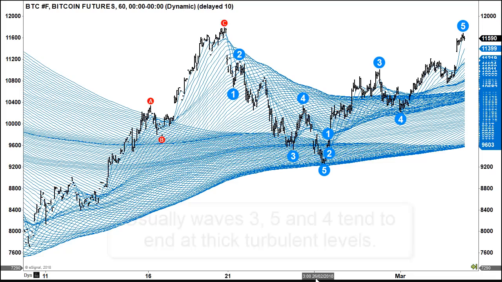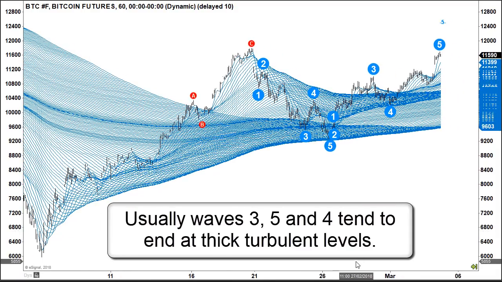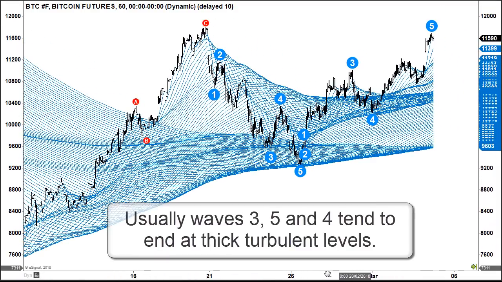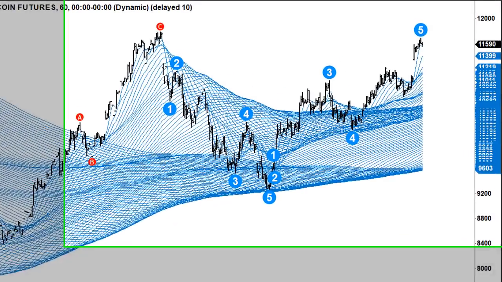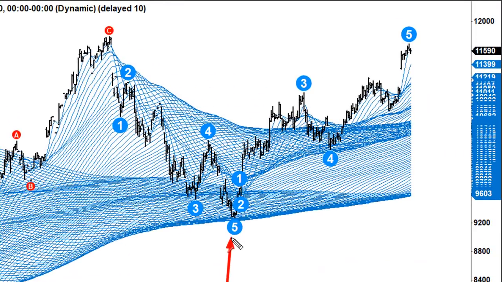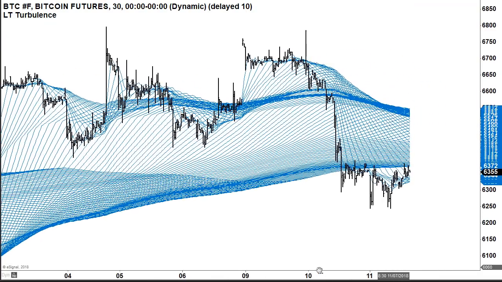And what I found out through our research is that often wave counts, so wave 5 and wave 4, sometimes wave 3 as well, tend to end or come to a completion in these thick levels of turbulence you see here. So for example, here the wave 5 came to an end right there on the edge of that thick turbulent level you see on the chart, just at the end of that turbulence cloud. So looking at this chart, where are we right now in relation to the turbulence cloud?